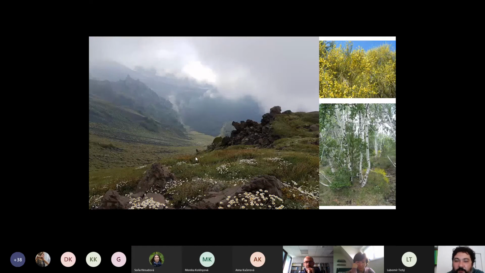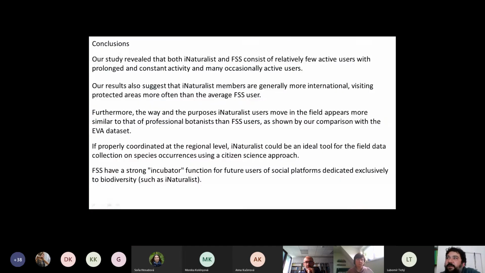Anthemis etnensis in flower. So, which conclusions for this topic? Our study revealed that both iNaturalist and Facebook consist of few active users with prolonged constant activity and many occasional active users. In general, iNaturalist users, as you see, are more international than the Facebook users, and usually they go to protected areas more often than Facebook. And in some way, the users of iNaturalist are more similar to professional botanists.